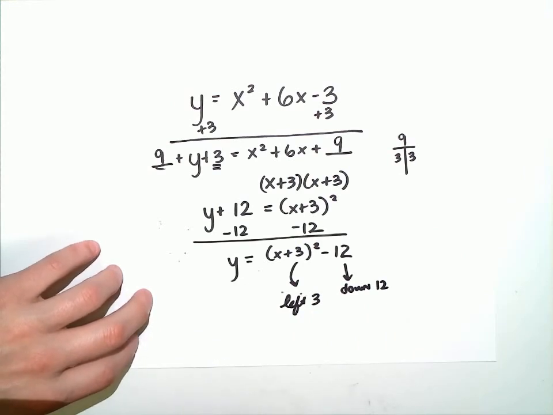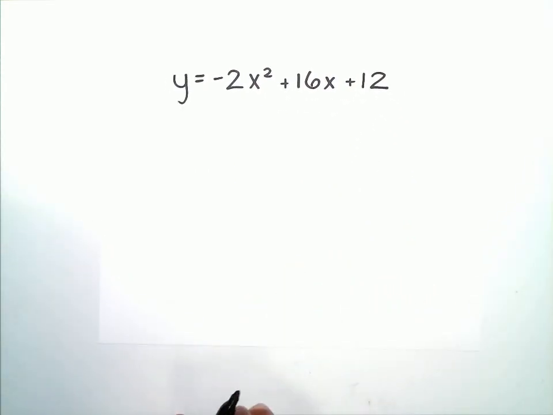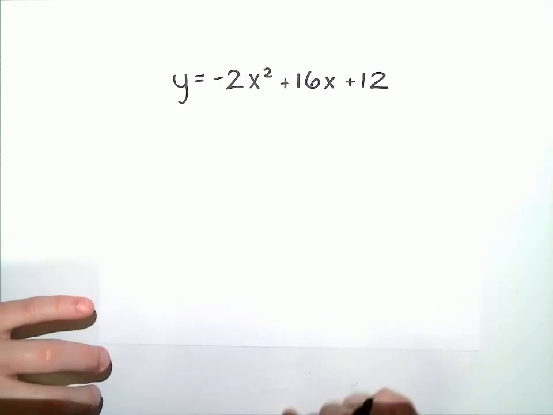Cool. Let's take a look at a slightly different example now. In this example, what's really different is that we have a leading coefficient here. We never really looked at completing the square with a leading coefficient, but we're still going to go ahead and use our procedure for completing the square here. We're going to see one little difference.